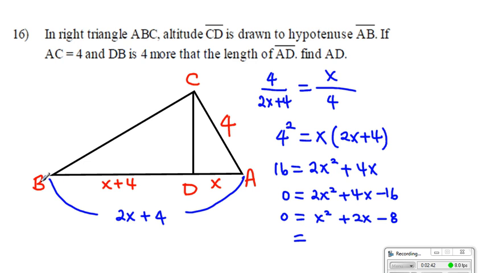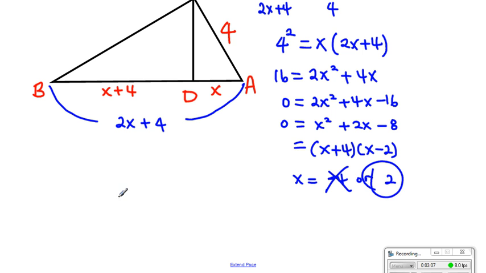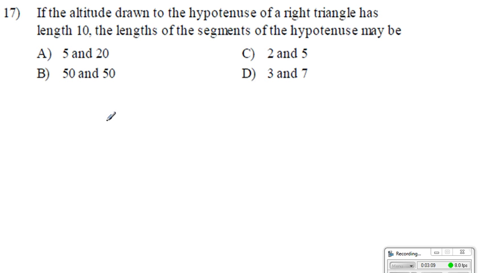And we realize that this one is actually factorable: X plus 4 and X minus 2. Then obviously X can be either negative 4 or 2. But negative 4 cannot be true because a line segment cannot be negative, so therefore our answer must be equal to 2. Alright, let us look at number 17.